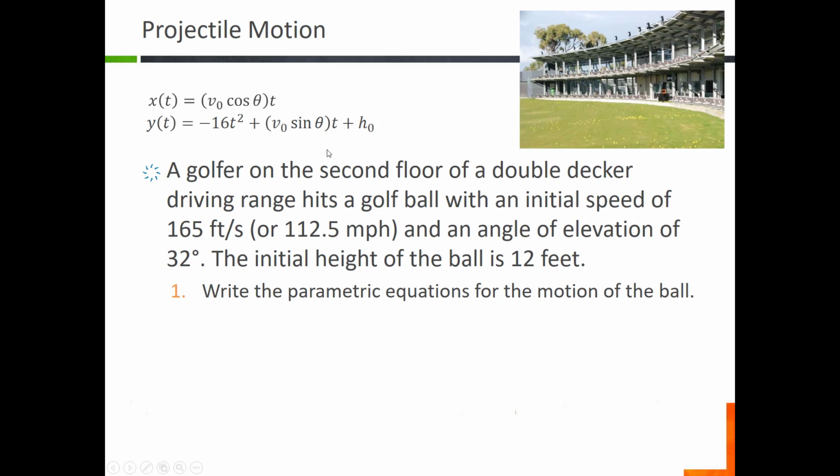So say at one point we have a golfer who hits the ball with an initial speed of 165 feet per second with an angle of elevation of 32 degrees. And because he's up on the second floor, the height of the ball initially is 12 feet. So what we want to do is simply write out what the parametric equations look like.